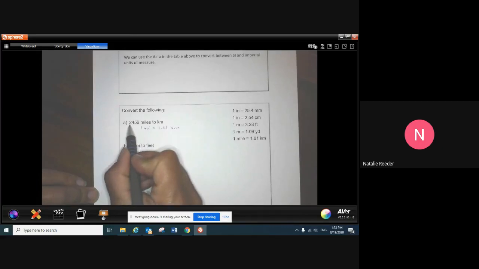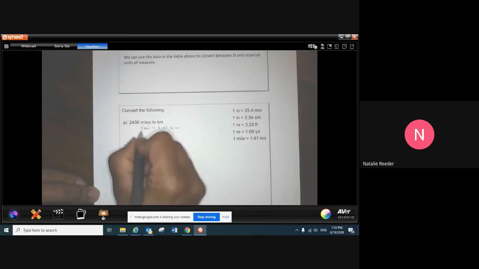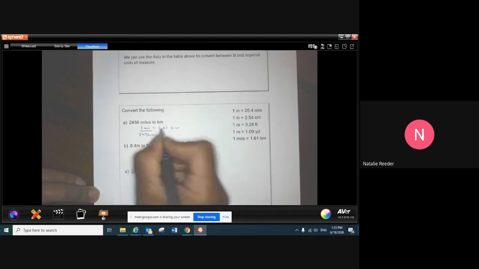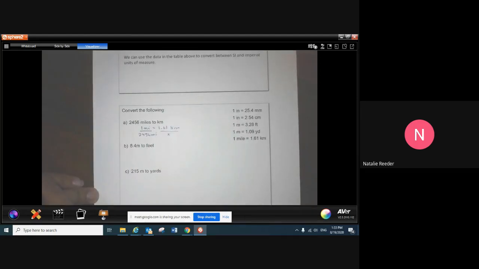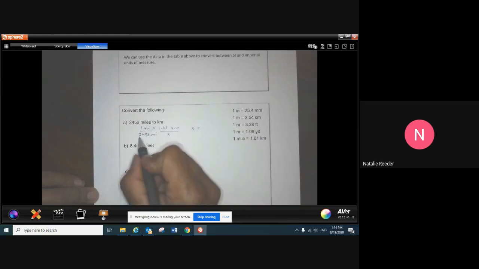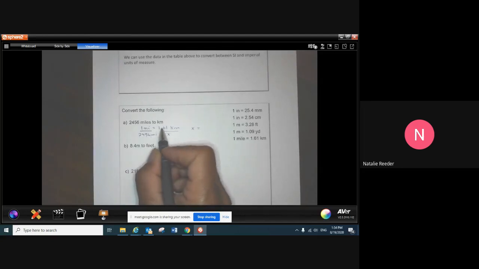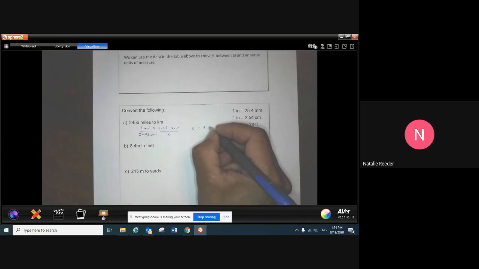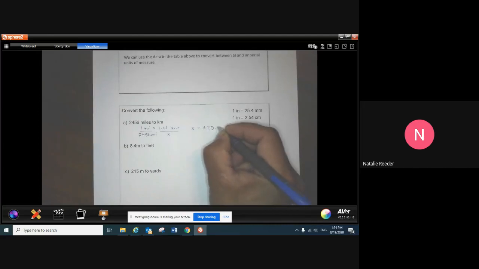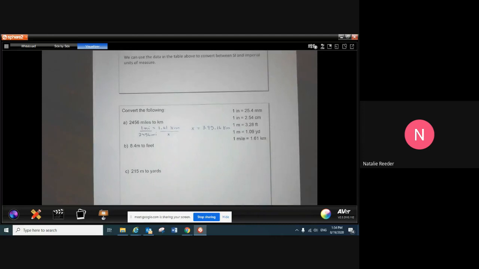Now we're given 2,456 miles, so we need to write that under the miles. And it's kilometers we want to find. That's our unknown, so we put x under the kilometers. Now we could cross multiply. Remember that cross multiplication is how we're going to solve our proportion. So x times 1 is x, and 2,456 times 1.61 is equal to 3,954.16 kilometers. So that's your answer.